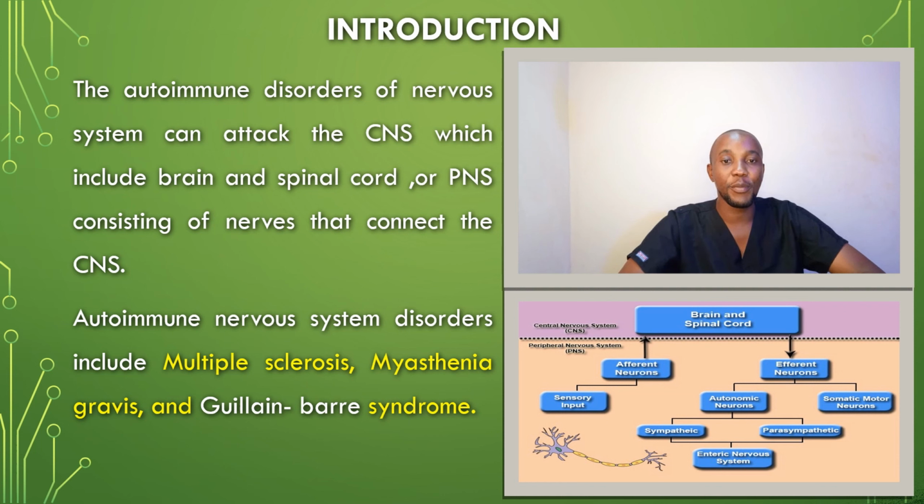When it comes to multiple sclerosis, it's one of the autoimmune nervous system diseases. Remember, we said that autoimmune disorders of the nervous system can attack the central nervous system, which is composed of the brain and the spinal cord, or the peripheral nervous system, which consists of the cranial nerves and the spinal nerves that connect the central nervous system.